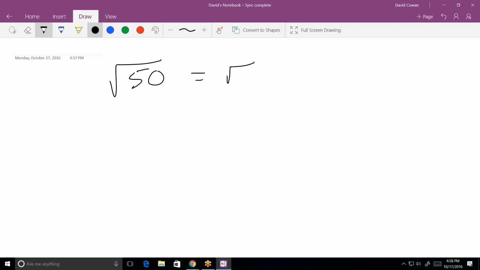Notice that it's root 5 times root 10, right? Right. But also notice that doesn't do any good. Neither of those is a perfect square number. So I don't want to do that. Can you factor 50 where one of the factors is a perfect square number?